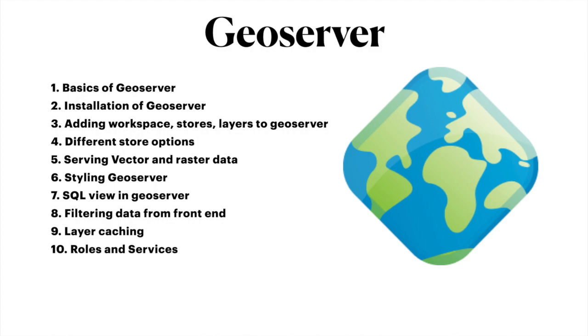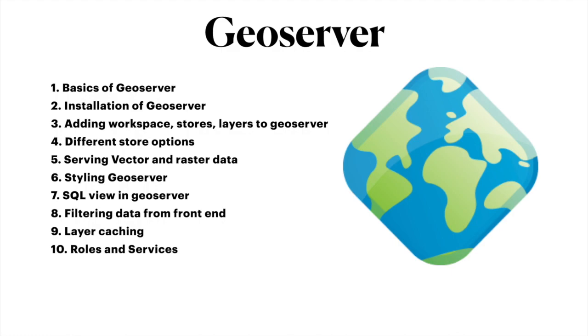Then we will move forward and see what is Geoserver, how to install Geoserver, how to add layers, stores, workspaces, etc. We will see ways to add different stores. We will see how to use the services of Geoserver as vector or raster data, or how to style data in Geoserver, or how to create SQL queries in Geoserver, or how to filter data from the front end, because most of the time we don't want to see all the data at the same time, right? That means we need to filter the data according to the user's need, and Geoserver lets us do that.